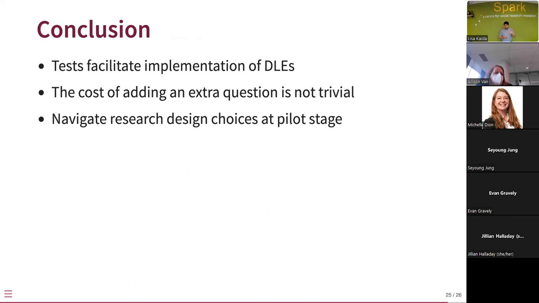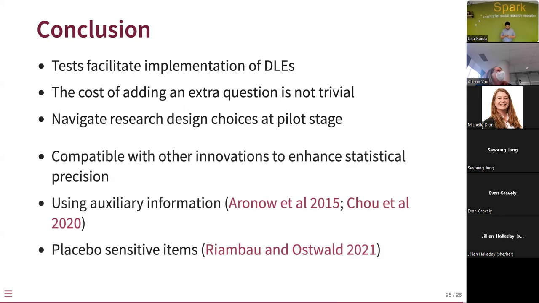I want to flag that the cost of adding the extra question is not trivial. It might look trivial, but it requires a lot of validation to make sure that you believe your answers, and the tests are helping you to navigate these choices. And these are choices that you should make at the pilot stage before you go on to the big survey with 1,000 people, so you feel confident about what you're doing. I think that's the main advantage of thinking about double list experiments this way.